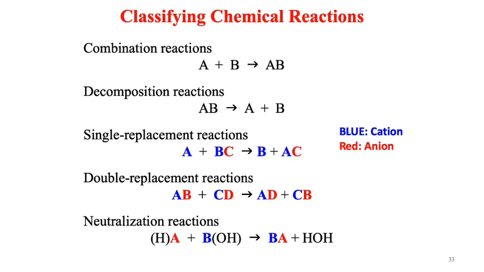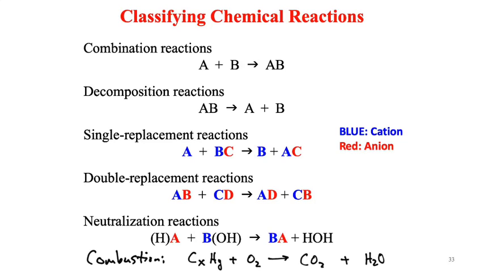Okay. Classifying chemical reactions. These are our chemical reactions. Officially, we have one more that I always forget to add back to the slide, which is a combustion reaction. The combustion reaction is CxHy plus O2 gives you CO2 plus H2O. In all of these cases, we're not balancing it in this form.